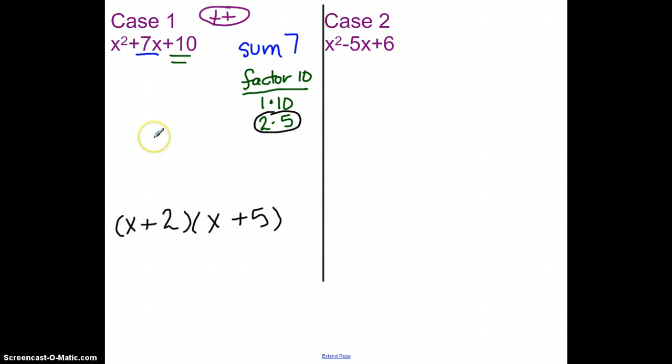This is the one spot in everything that we're going to do all year that you should be able to check your answers and know if you're on the right track before you even come to class and turn it in. Okay, now let's take a look at case 2.